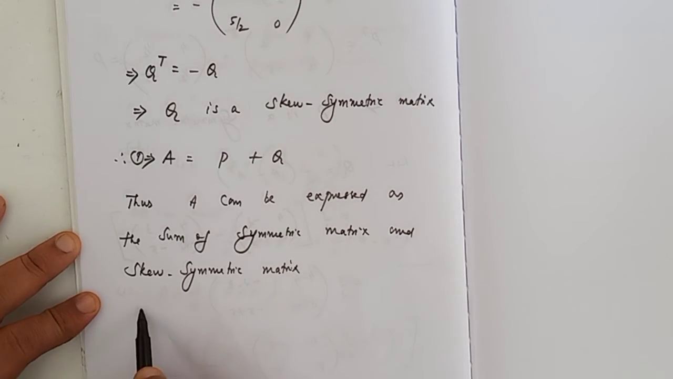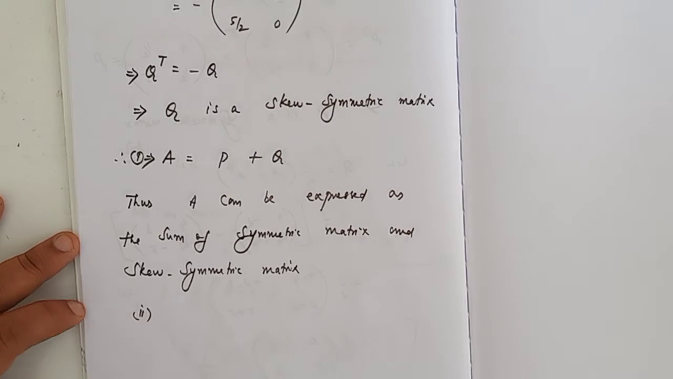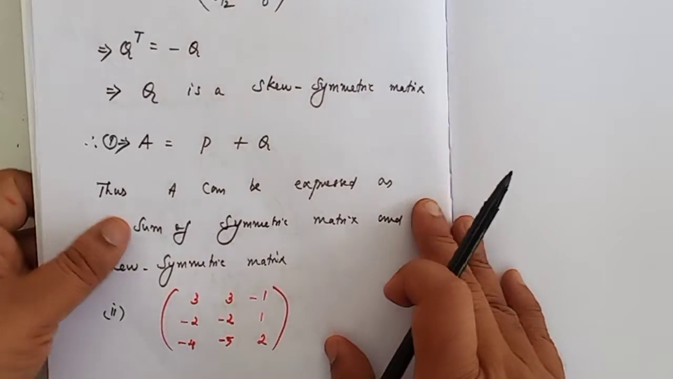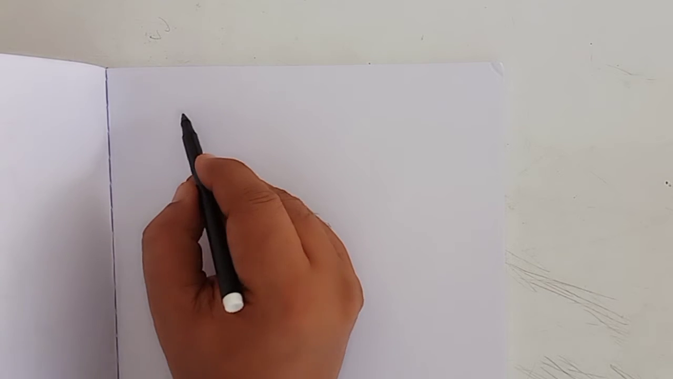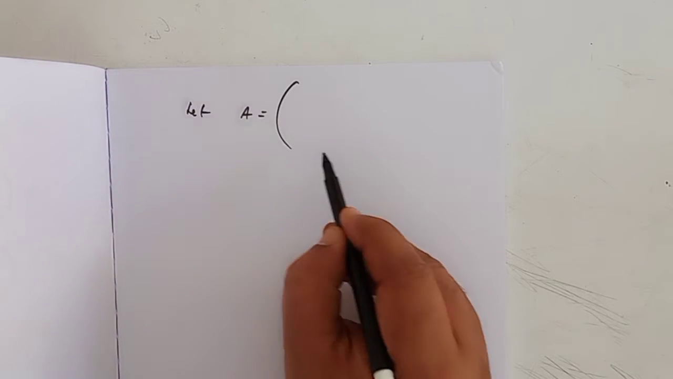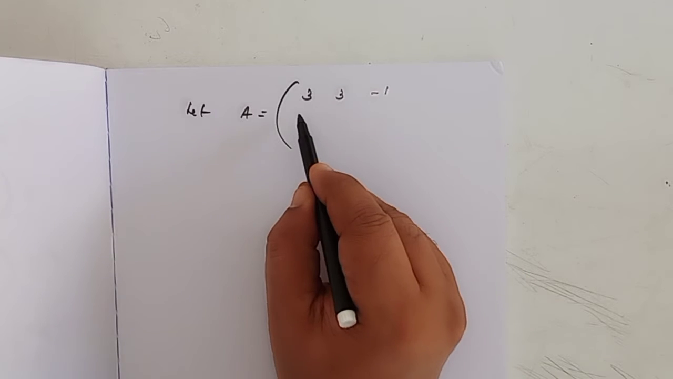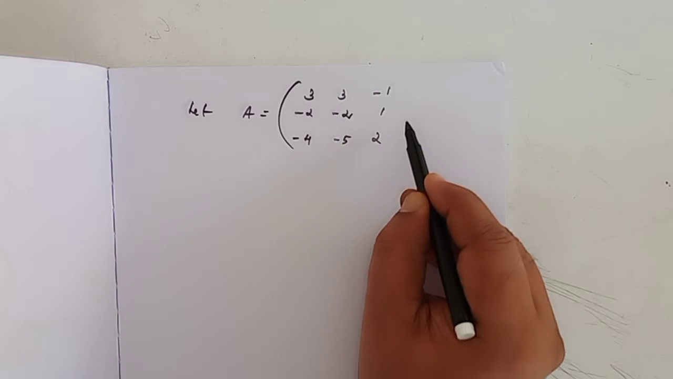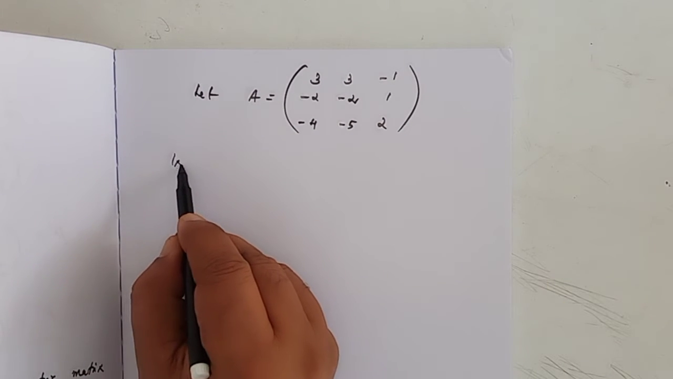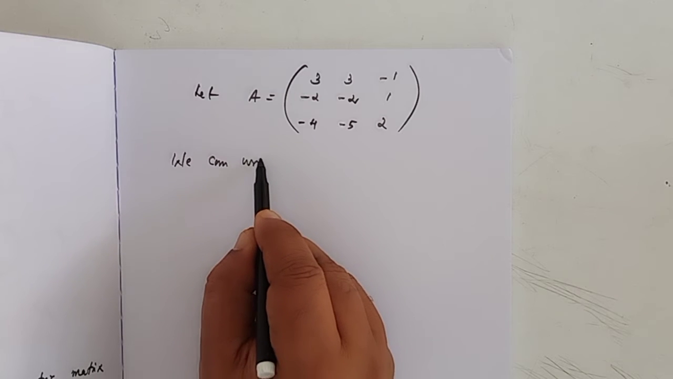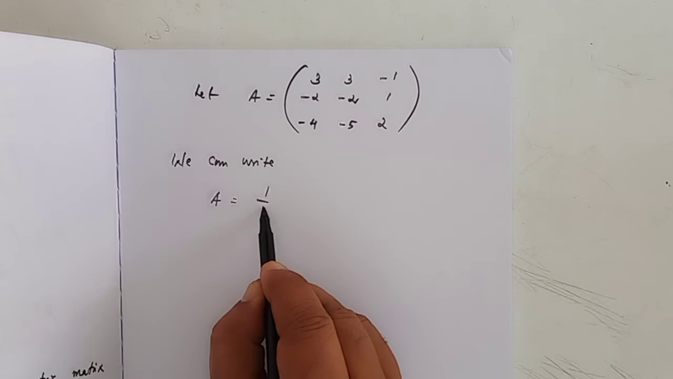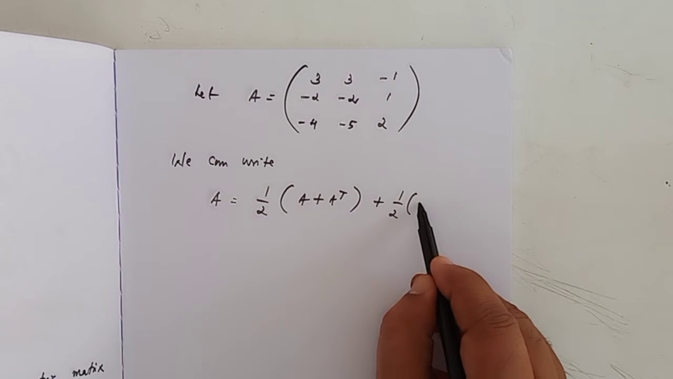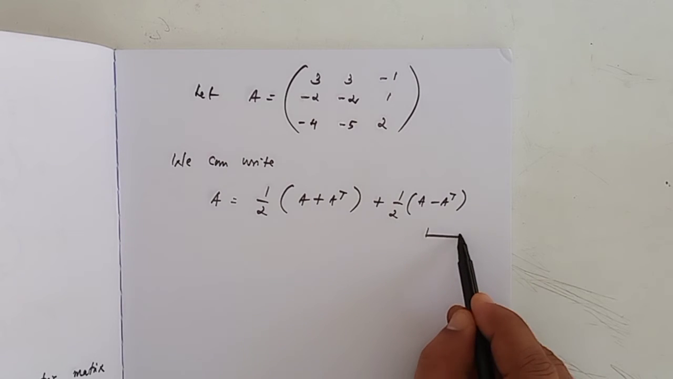Okay. Now we can go for that second subdivision. Here we have that second subdivision. I consider the matrix as A. Let A be equal to the given matrix: 3, 3, minus 1, minus 2, minus 2, 1, minus 4, minus 5 and 2. Then we can write A as half of A plus A transpose plus half of A minus A transpose. Let it be number 1.